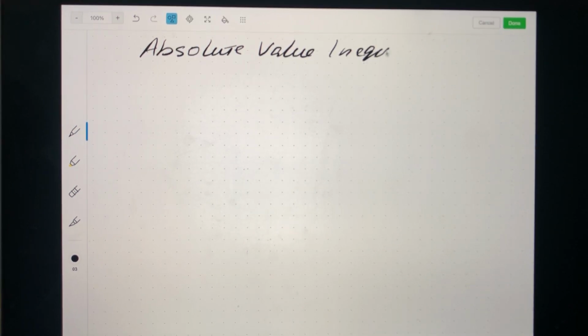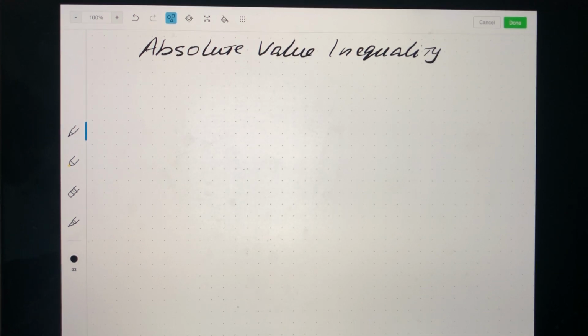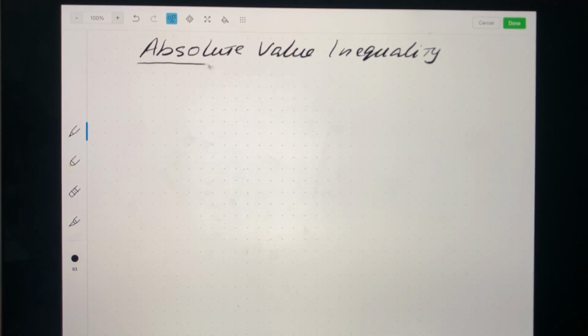In this video, let us look at absolute value inequality. Now, solving absolute value inequality combines two ideas: solving the absolute value equation and then solving the inequality and writing the answer in set builder or interval notation.